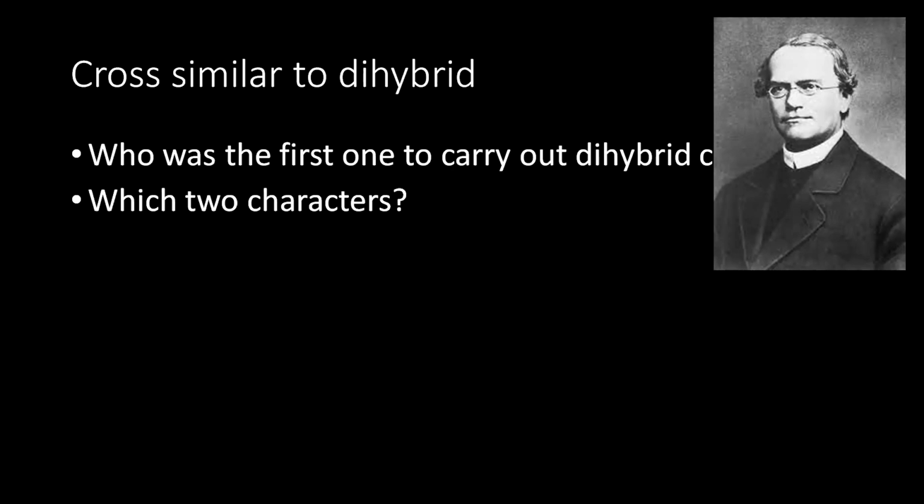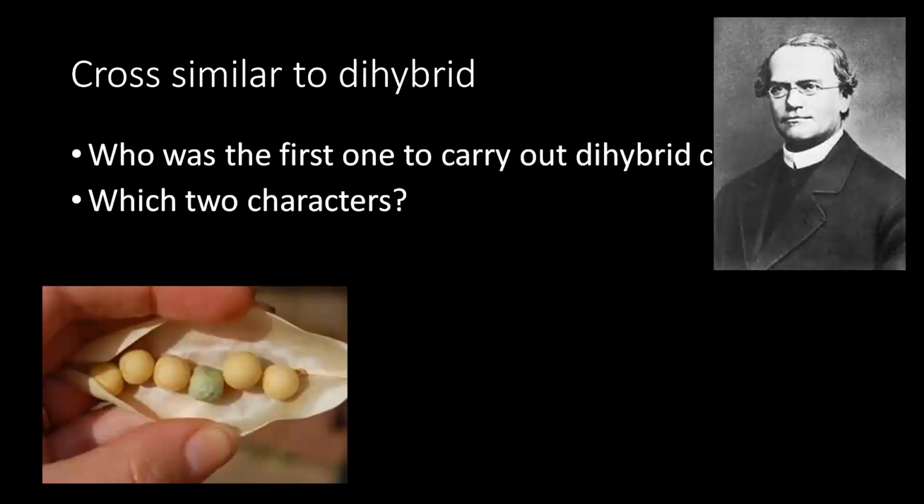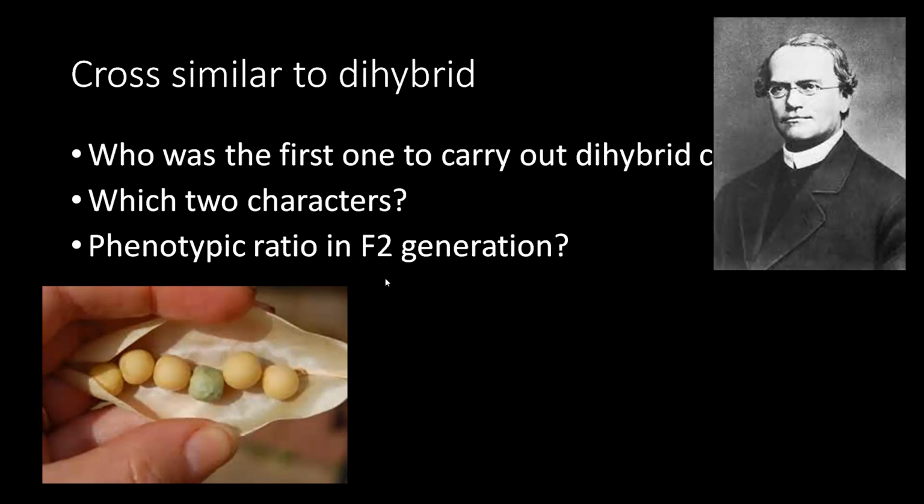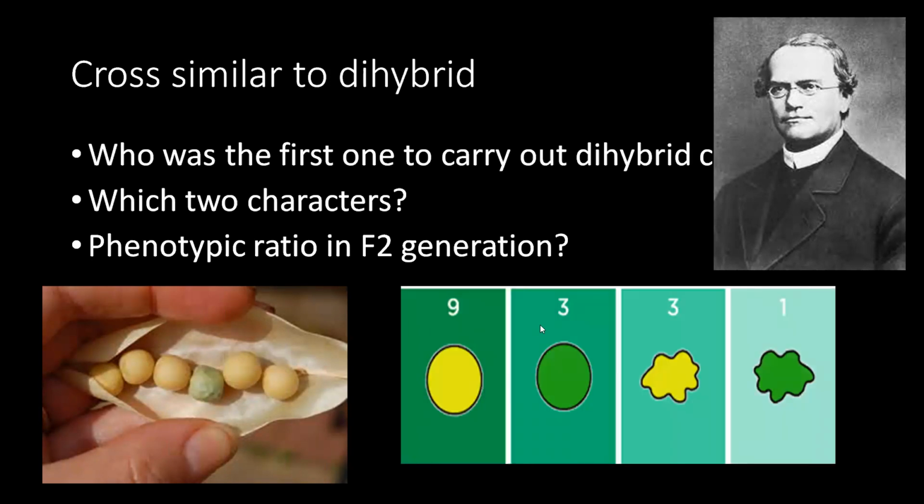It was round, wrinkled, yellow, green. These two characters, that is round, wrinkled, and yellow, green. Round yellow he crossed with wrinkled green. Then the phenotypic ratio in the F2 generation was 9:3:3:1. This was the ratio, and this was accepted by all the biologists.